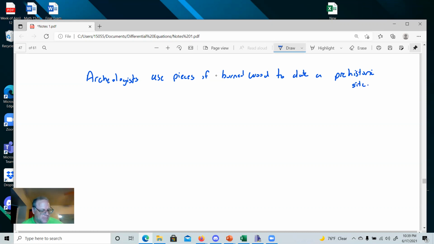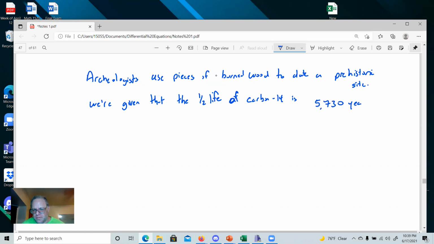Right? We're given that the half-life of carbon-14 is 5,730 years. Half-life means that's when half of it is left. Just in case you haven't had a chemistry class yet. But so if I start off with 100 grams of this stuff, in 5,730 years, I will have half of it, 50 grams.